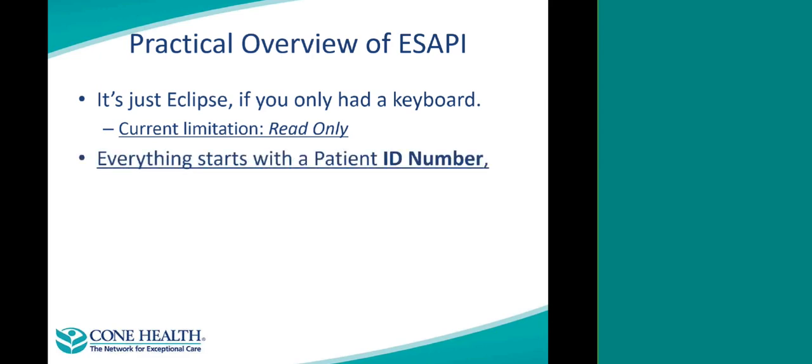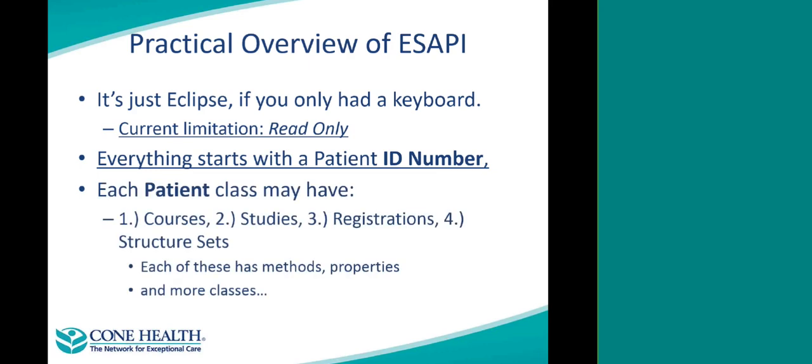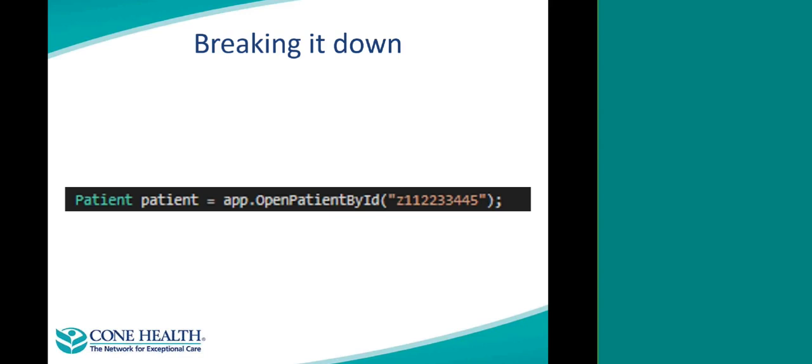Everything starts with an ID number in Eclipse scripting. So you use the ID number to call the patient up and get started. Each patient then sort of cascades down and has courses, studies, registrations, structure sets. You know all of this from working in Eclipse on a daily basis, that it filters out into different areas, and Eclipse is designed to mimic that in the background.